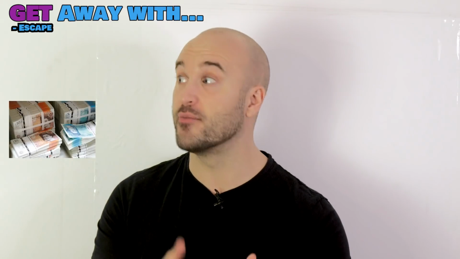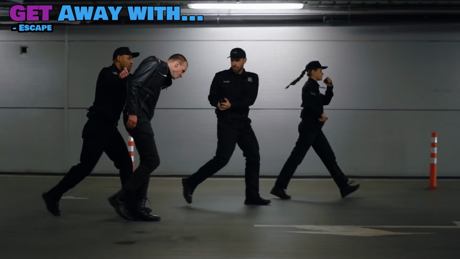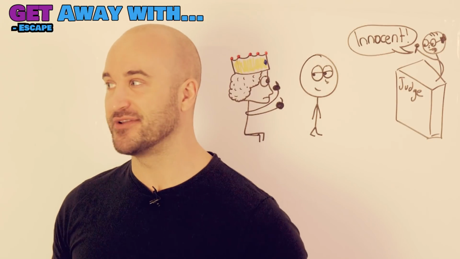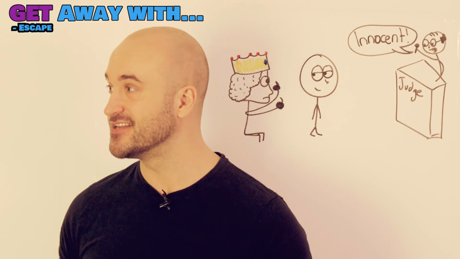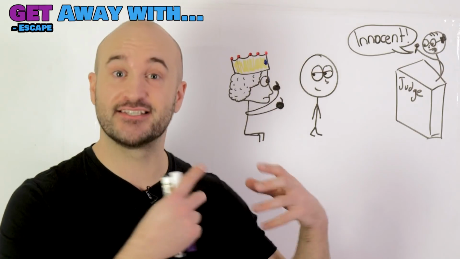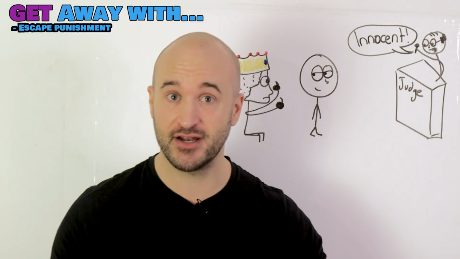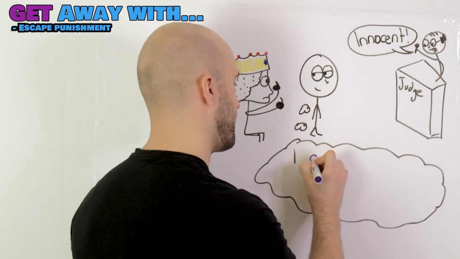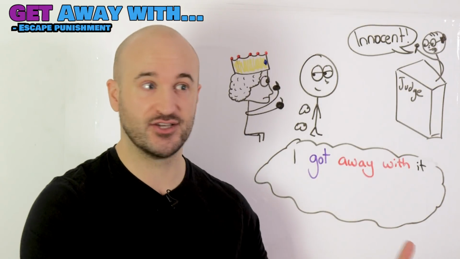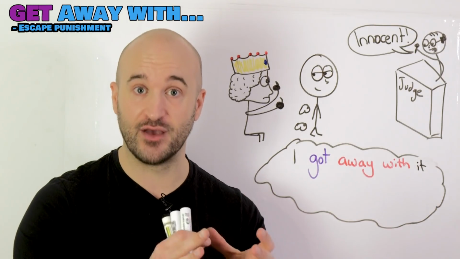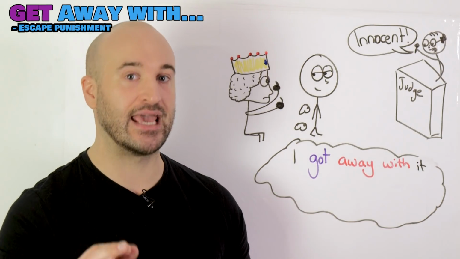Let's imagine that you steal £1 million from the Queen. So the police arrest you, you go to court, but then the judge says, innocent, no punishment for this guy. Yeah, you can leave, it's fine. When you do something bad, like steal millions from someone, but there's no punishment, you avoid punishment for doing something bad. You get away with it. You avoid the punishment. To be specific, to say what the bad thing was, change the verb to the ing form.